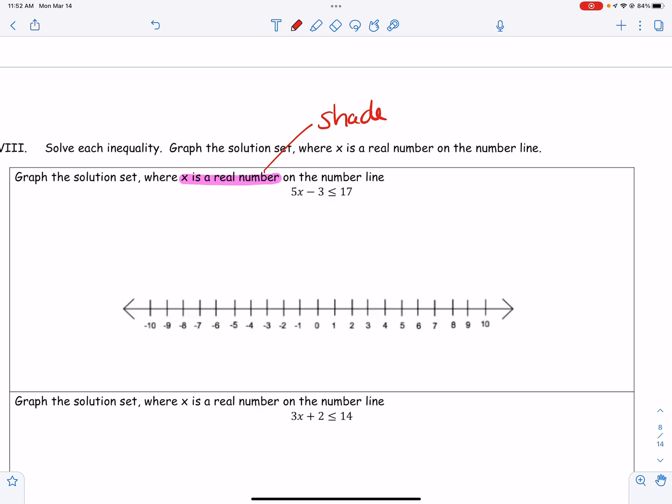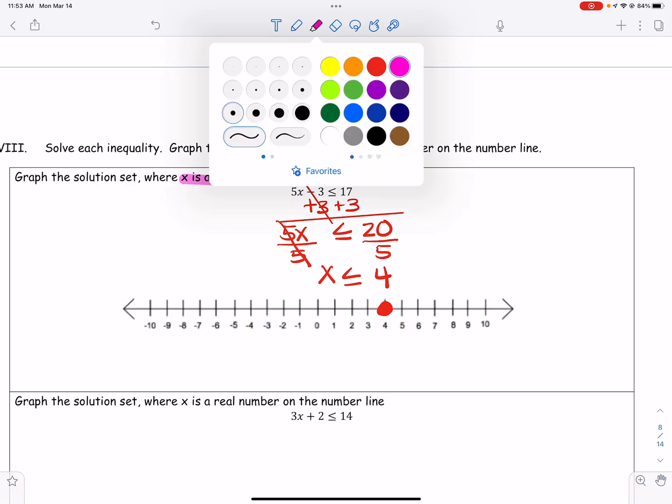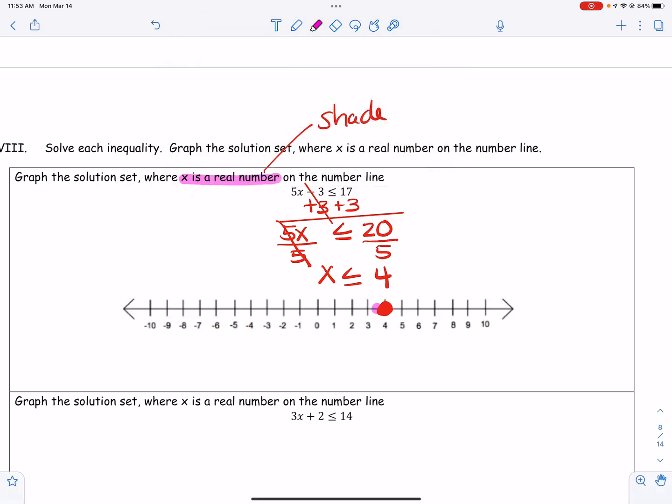So now we've got some multi-step equations. We're going to undo the minus 3 first by adding 3. That gives me 5x is less than or equal to 20. And then I'm going to divide by 5, and x is less than or equal to 4. And since I'm shading, I will have a closed circle on 4, and I will shade to the left.